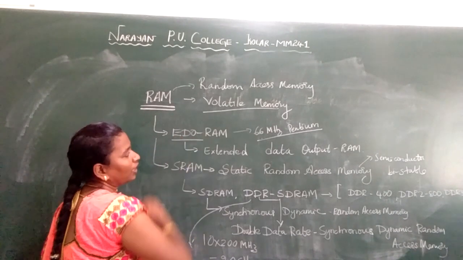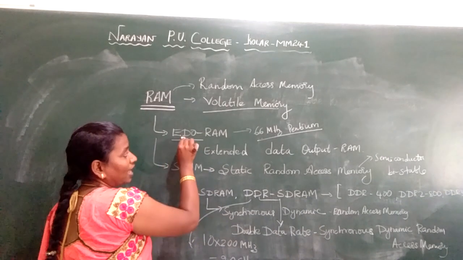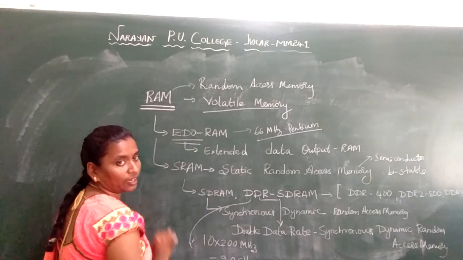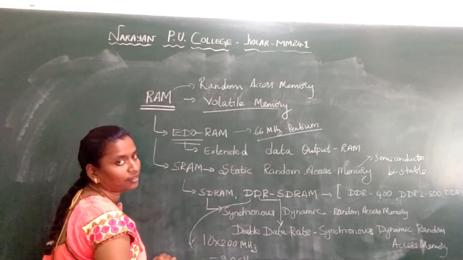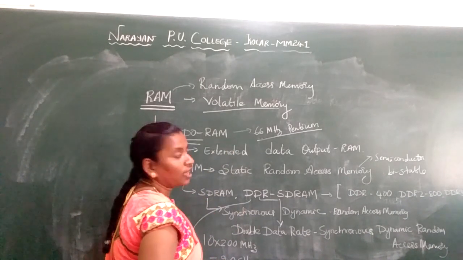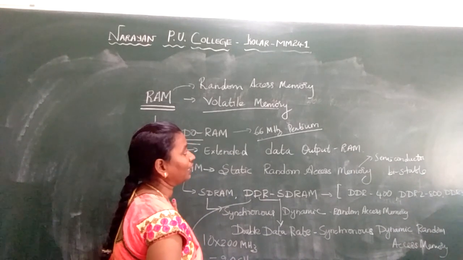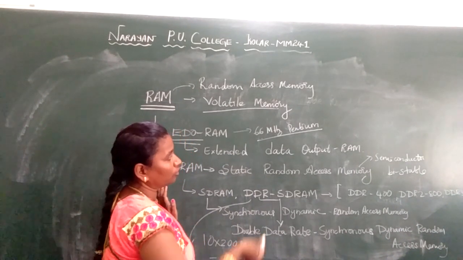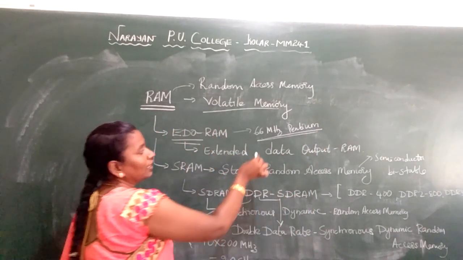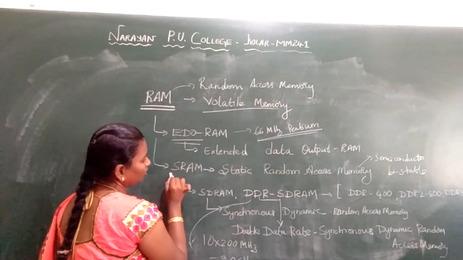So we have EDO-RAM. EDO stands for Extended Data Output RAM. Usually this type of memory is very fast. Initially it was in the range of 66 megahertz in the case of Pentium. Later Intel increased the frequency in the case of EDO-RAM, but initially it started with 66 megahertz.